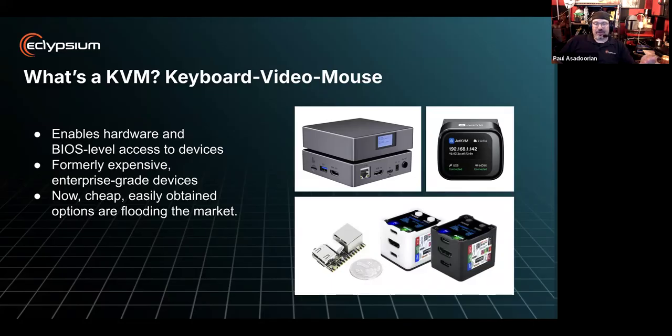The easiest way is just to plug in the HDMI and the USB. So that gives you remote keyboard, video, and mouse capabilities. They also have models that can interface with the motherboard directly. So you can, through the KVM, power on, power off, and or reset the PC through the pins on the actual motherboard.